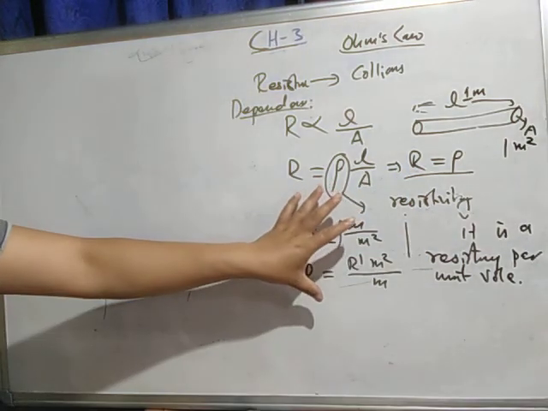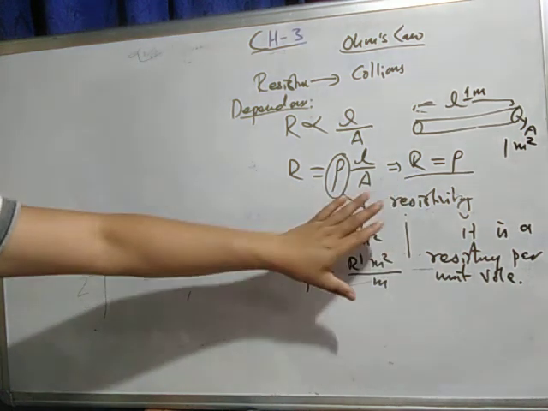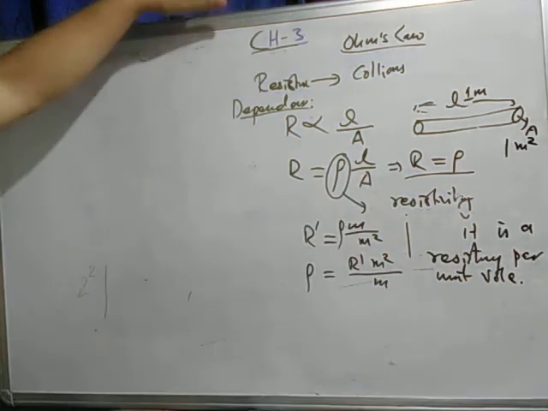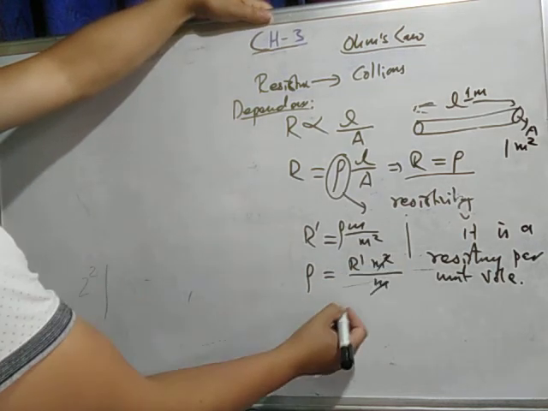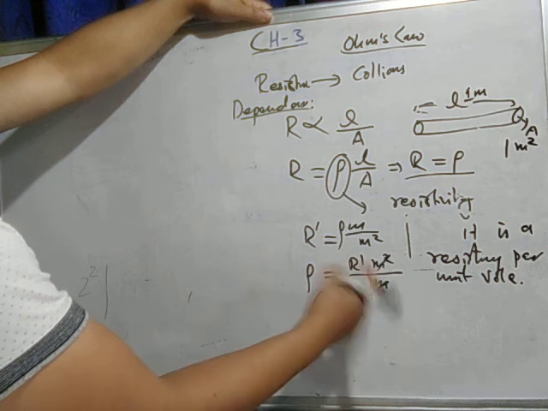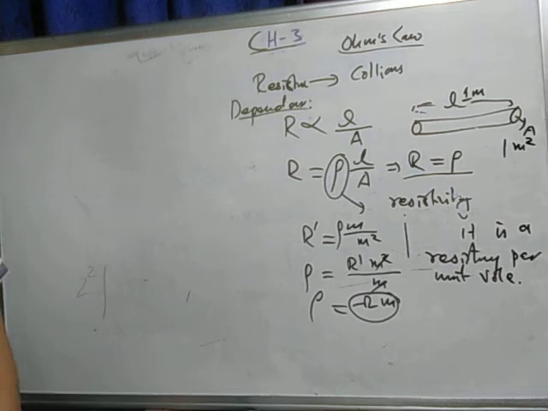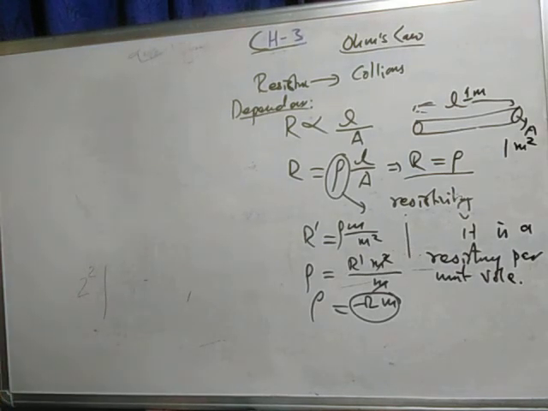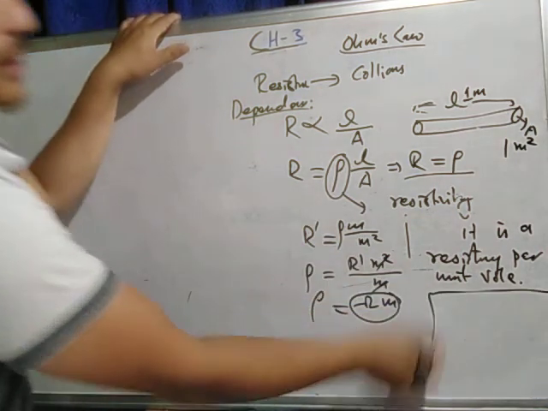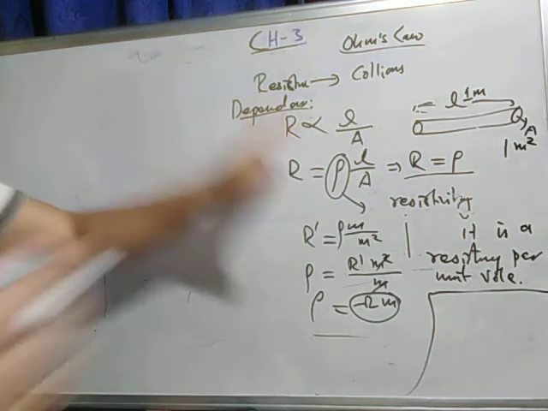So that means you can find the unit, isn't it? So meter cancels, rho equals to how much? Unit of resistivity. So the SI unit of resistivity is your ohm meter, clear? If you didn't get it, then we'll talk about it. So many questions we have done in class 10, that is rho R dash. Okay, so have a glance.